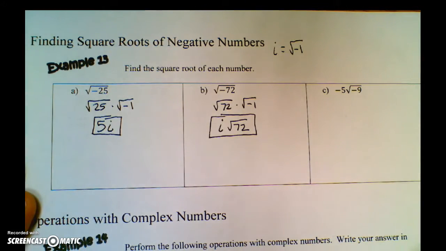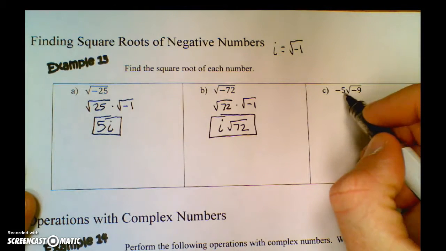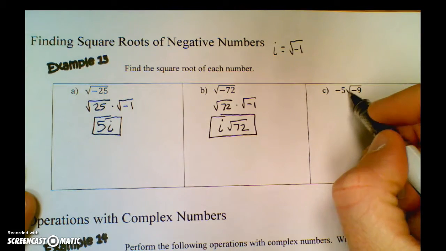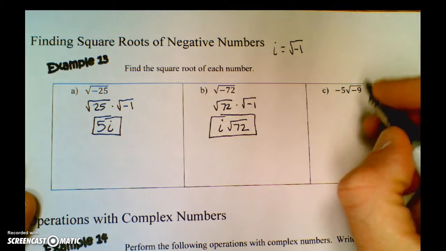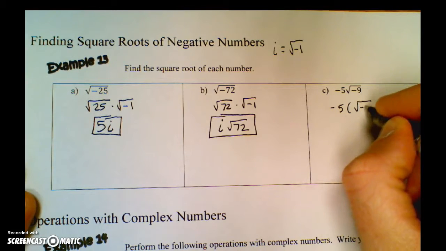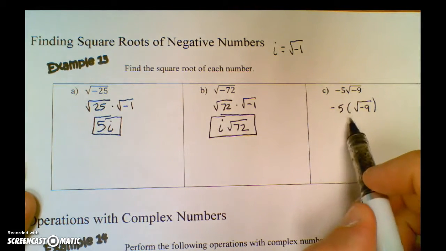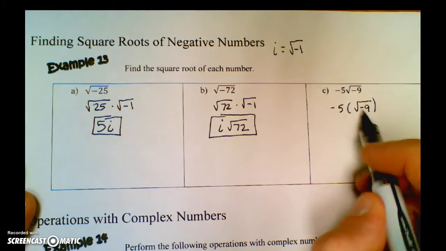For the final problem, -5 square root of -9. Remember, with radicals, this actually means multiplication here. So you're taking the value of -5 and multiplying it by the square root of -9. So I can rewrite it with parentheses if it helps people to see, but it's the same idea. You're just multiplying. So I'm going to simplify this part.